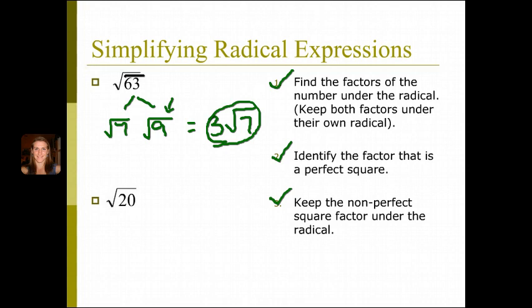With 20, 4 times 5 gives us 20, and 4 is a perfect square. So when we take the square root of 4, we get 2, and we keep times the square root of 5. So let's do a few more examples on the next page.